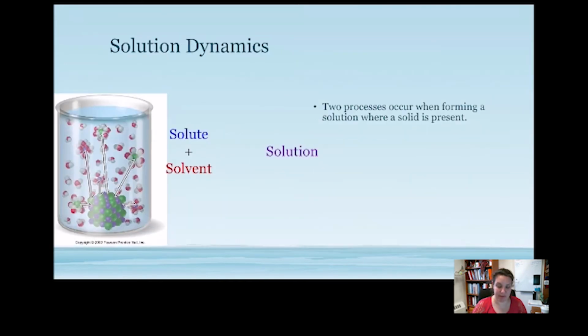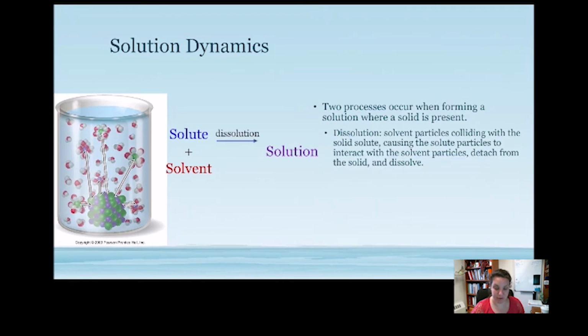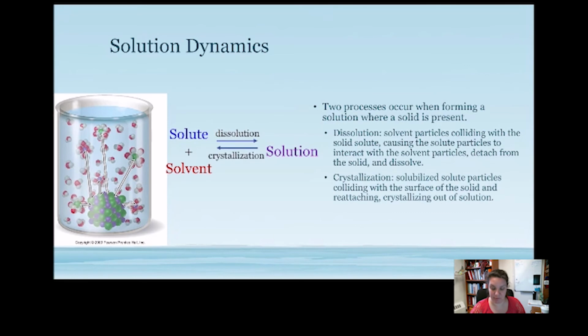So let's look a little bit more at this equilibrium process that's going on. So two processes occur. We have our solute plus our solvent, and it's going to have the solute dissolved in our solvent, called dissolution. So our solvent particles are colliding with our solid solute, causing the solute particles to interact and dissolve, detaching from the solid and dissolving. We also have crystallization, so when two solute particles crash into each other, they're going to recrystallize because they have reattached and crystallize out of solution. In a solution, both of these processes are occurring.